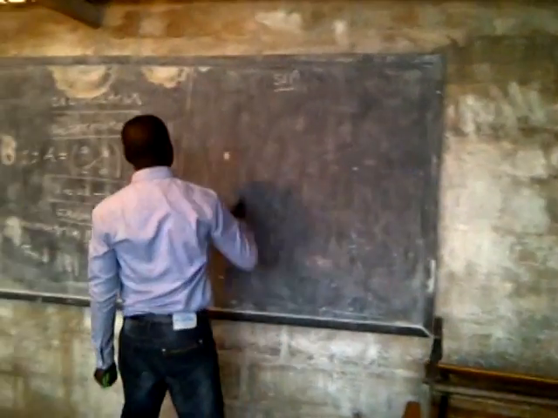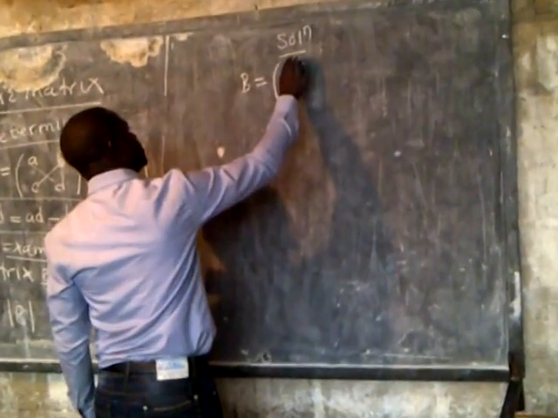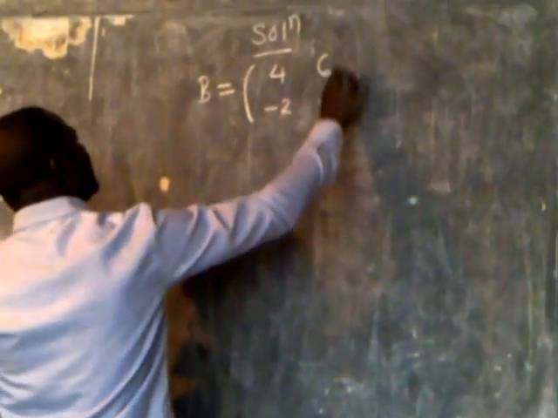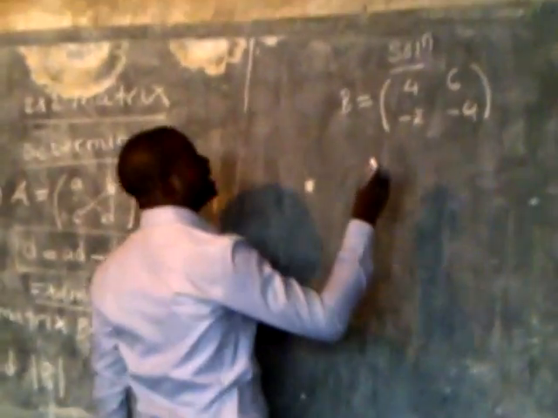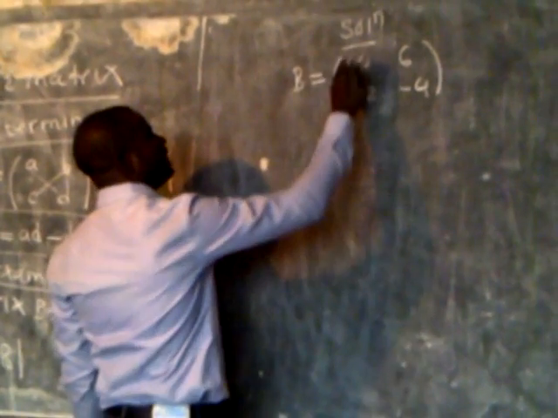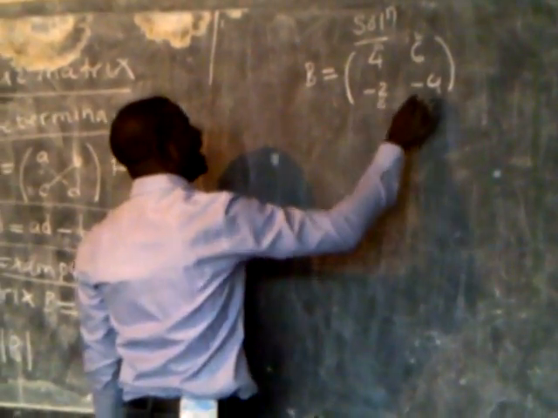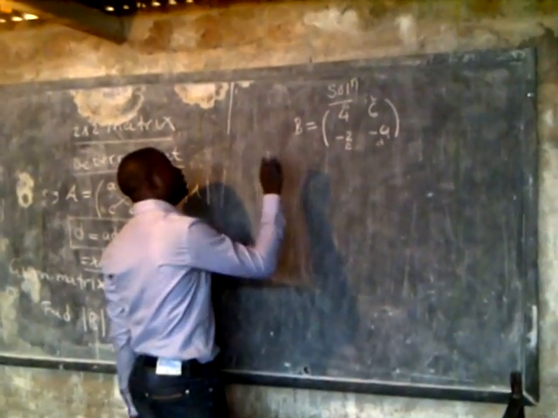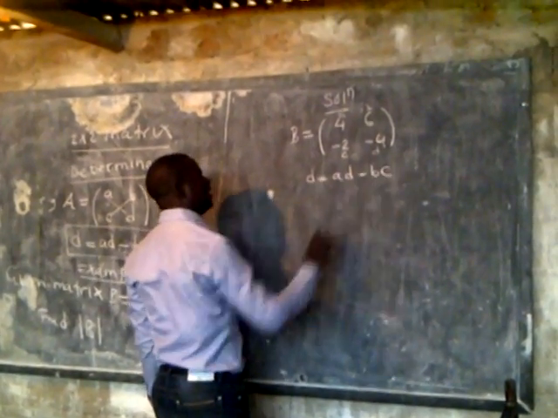In your solution, first of all, you have to rewrite the matrix B. You have it as 4, 6, negative 2, negative 4. Are we together? After you rewrite that matrix, now you put the suffix, so that you don't forget. This is A, this is B, this is C, and this is D. You make those suffix, okay? Then now you remember the formula. Determinant formula is AD minus BC.